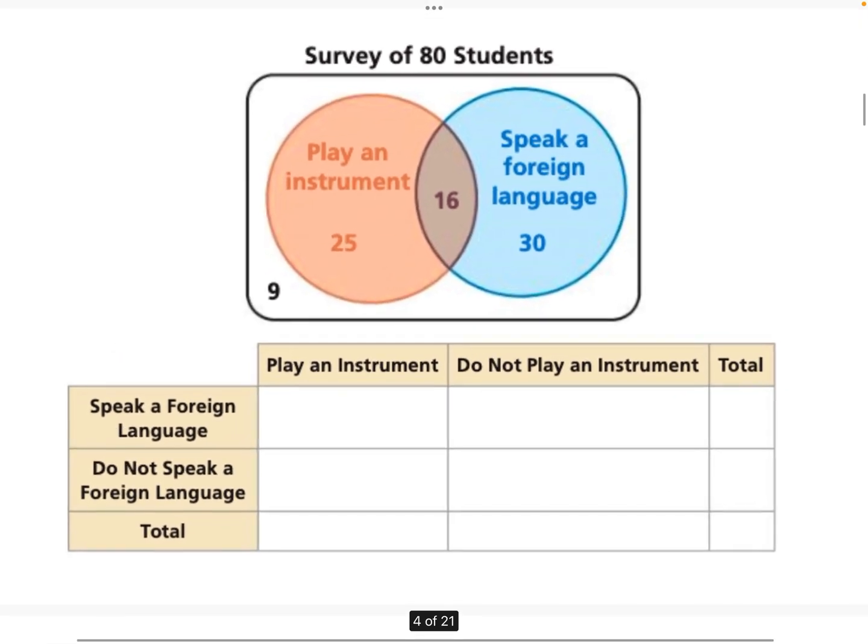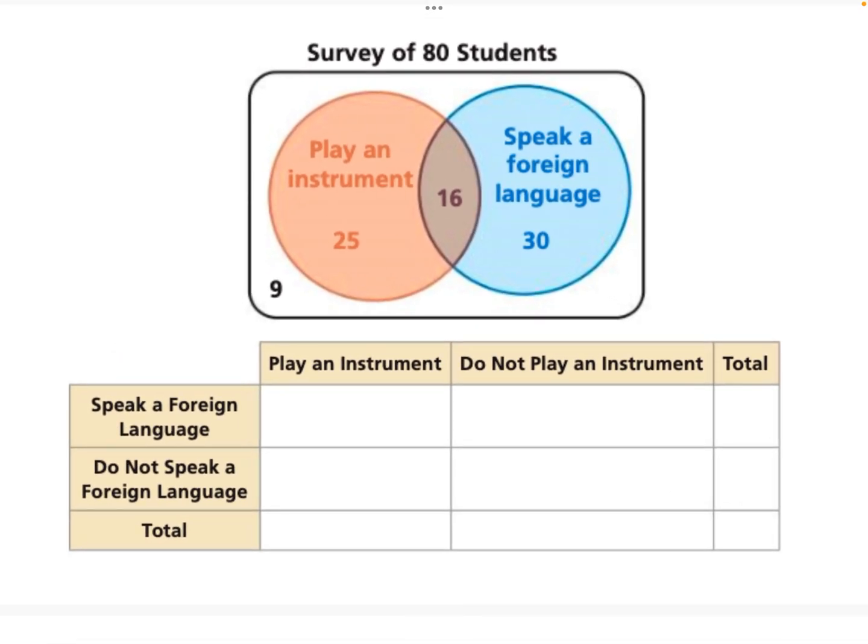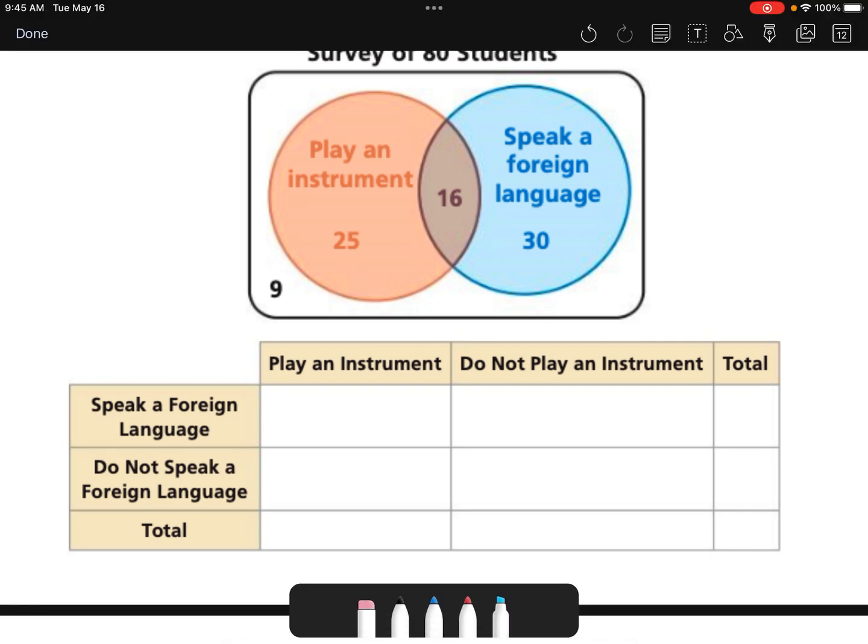On the first one here, we're going to survey 80 students, and we're going to ask them two questions. Do they play an instrument, and do they speak a foreign language? Then we're going to put them in this table here. On the row it says speak a foreign language, play an instrument, and not play an instrument. So let's look at, first of all, speak a foreign language and play an instrument. Looks like there's 16 students. How about speak a foreign language and do not play an instrument? Looks like there's 30. So that totals up to 46.